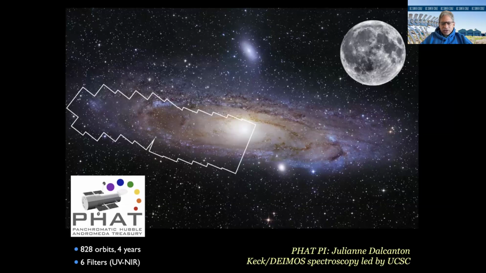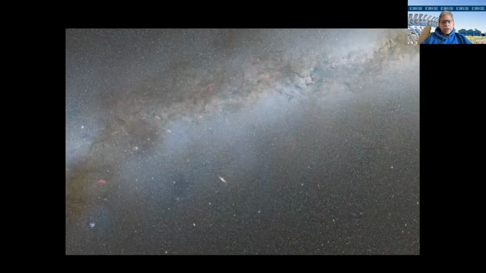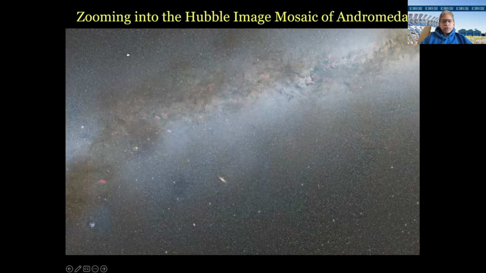But our UCSC-based team did a lot of the spectroscopy with Keck and DEIMOS, using the telescopes you saw on the previous slide. And again, if you plot individual stars as dots within this rectangle, within this outline, you're going to see a portion of an ellipse. You don't see the whole ellipse naturally.